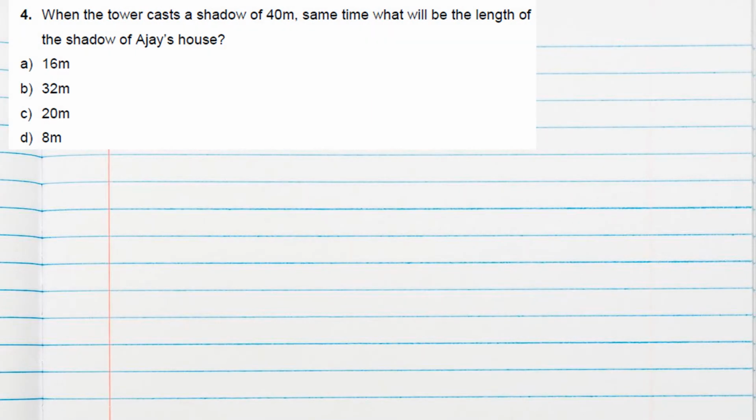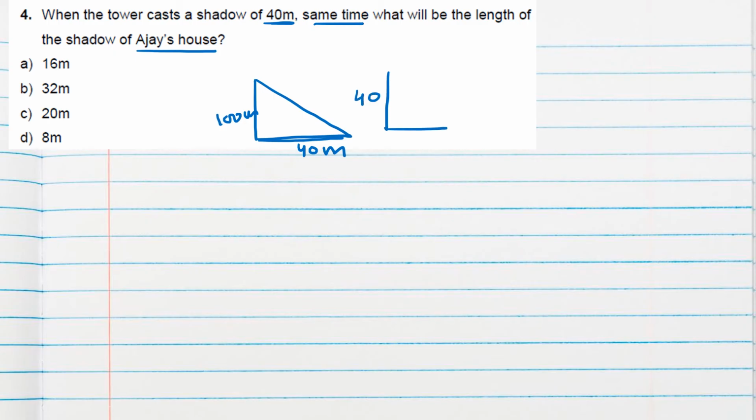Next question: when the tower casts a shadow of 40, the tower height is the same 100 meters, but this time the shadow length is changed to 40 meters. See, shadow length can be different at different times. But at the same time, when the tower casts a shadow of 40 meters, what will be the length of the shadow of Ajay's house? So we know Ajay's house height is 40. So this we should find here.